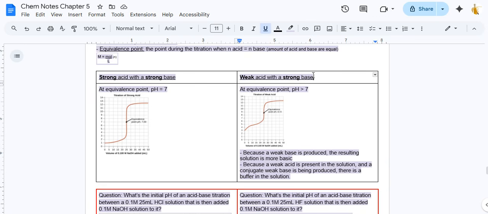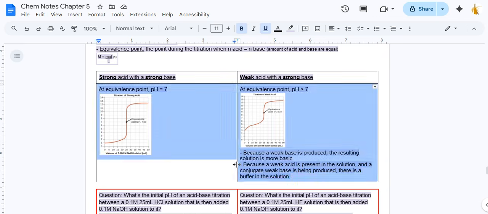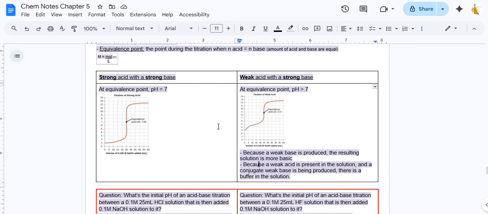You probably remember that buffers are a weak acid with the conjugate weak base. And since we're using a weak acid as reactants, we form a buffer when we titrate weak acid with a strong base. So just know that there's a buffer for this.